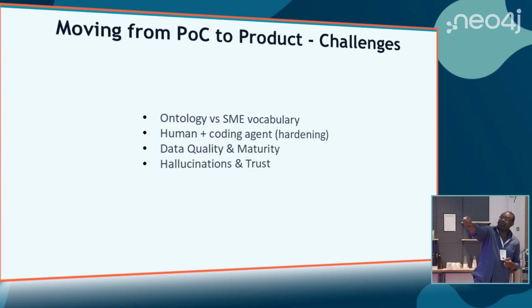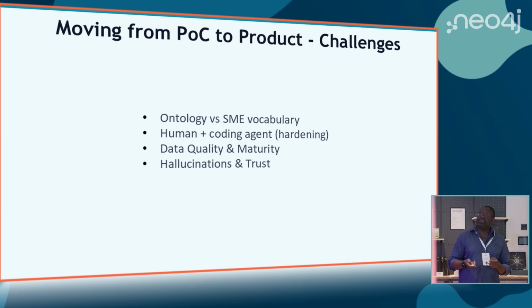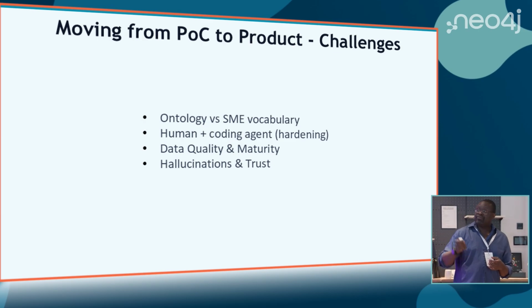So like I said, ontology versus SME vocabulary, I went for SME vocabulary. I did a lot of that with a human, with a coding agent, and we're going to move from POC to hardening, mostly because I'd already been thinking ahead. It wasn't just a POC you throw away. I was thinking, if this actually works, how do we convert this into a hardened, production-ready product? I'll have a few things to say about that.